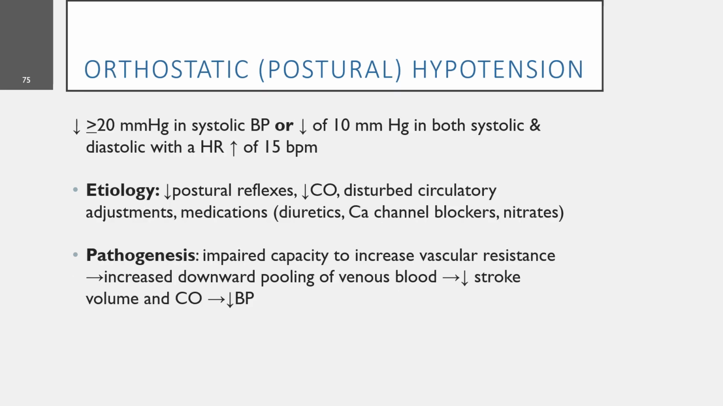Orthostatic hypotension, also known as postural hypotension, is characterized by a decrease of 20 millimeters of mercury or greater in systolic blood pressure, or a drop of 10 millimeters of mercury or more in both systolic and diastolic arterial blood pressure, accompanied by a pulse increase of 15 beats per minute or more upon standing from a supine or sitting position.